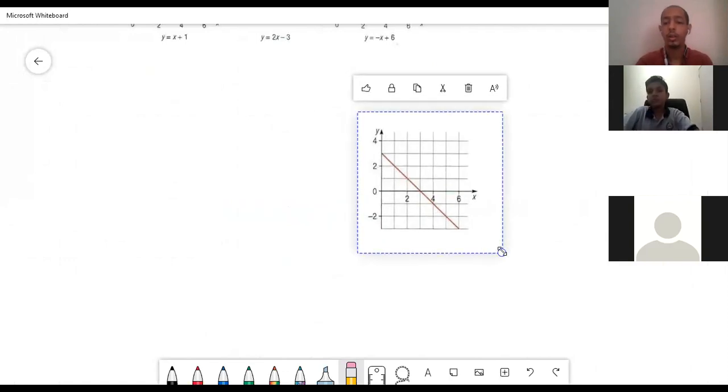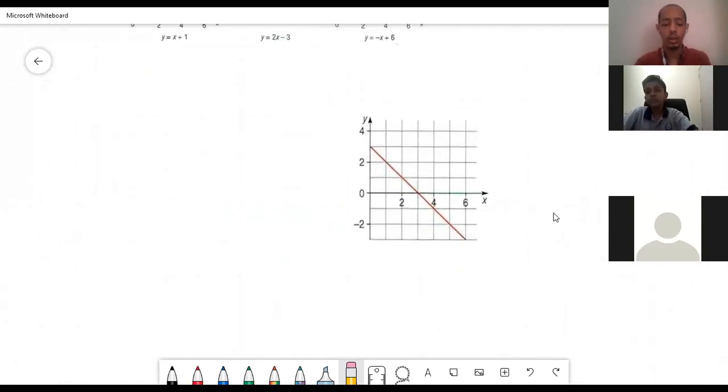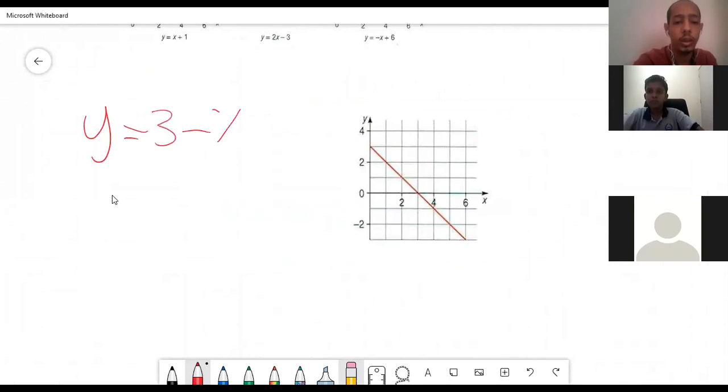For example, this straight line has a specific function, which is y equals 3 minus x. This is the function of this straight line. What we are going to do is substitute the values of x and y for some points.